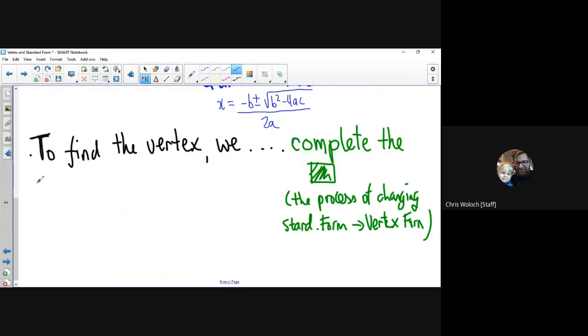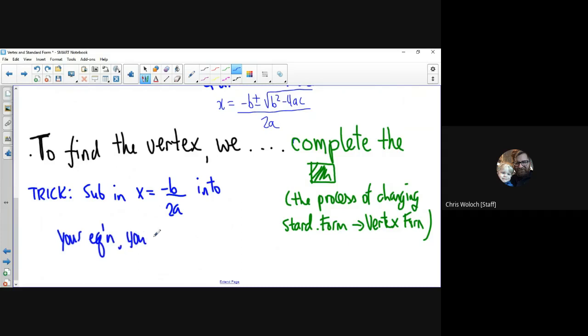One trick that we can use: if you sub in x equals negative b over 2a into your equation, you'll always get the vertex. And I'll show you some of those examples later on.